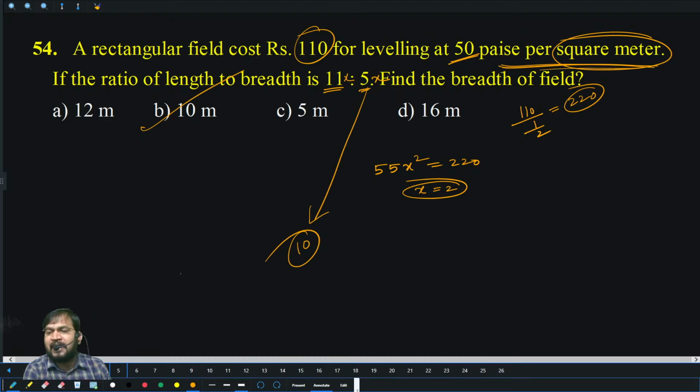So remember, per square meter means the work is done for area, per meter means the work is done for circumference or perimeter. All of you clear?